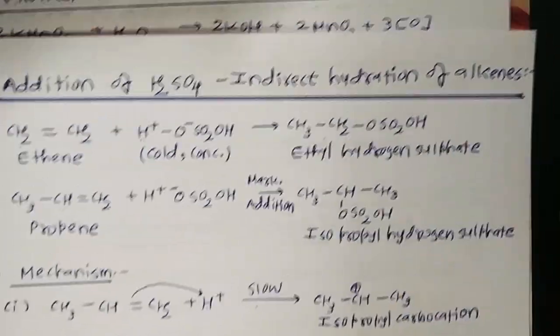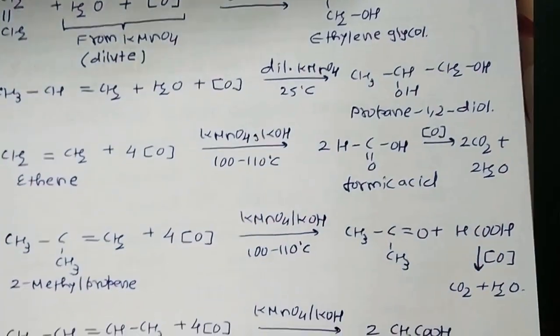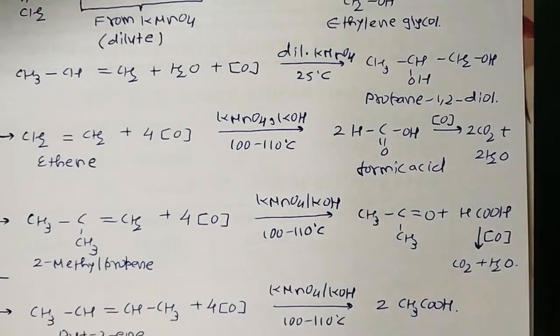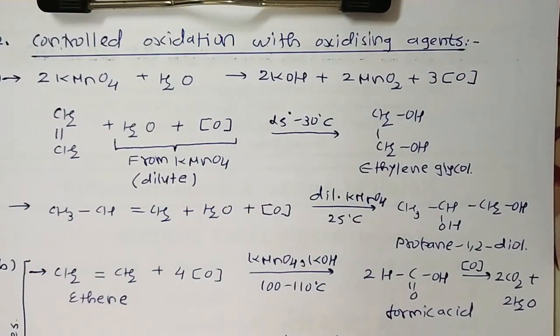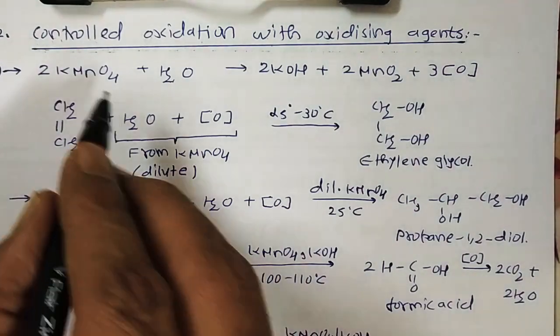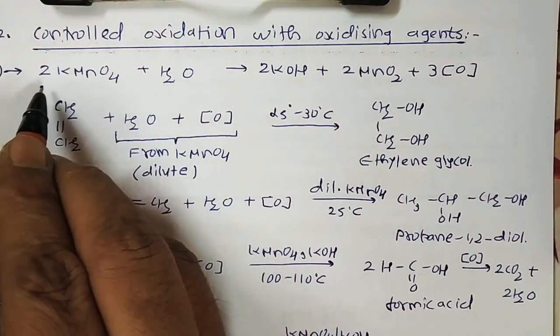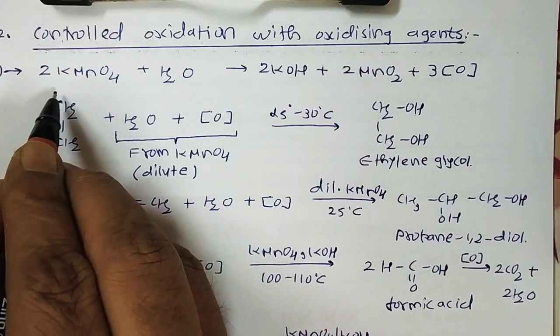Now another topic. Now we switch over to another topic, which is controlled oxidation, right? What is the meaning of controlled oxidation? Controlled means we have to regulate the supply of oxygen, either with the help of special types of reagents. So in controlled oxidation, alkenes react with a number of oxidizing agents to give different products. First, the oxidation with potassium permanganate. Different products are formed depending upon the reaction conditions.